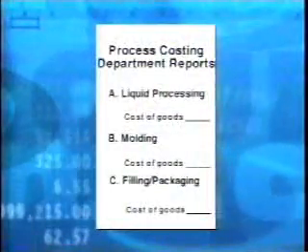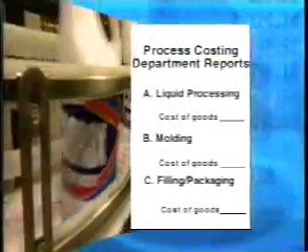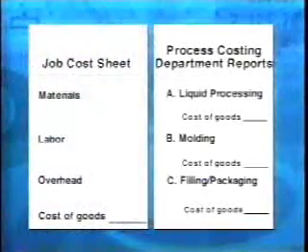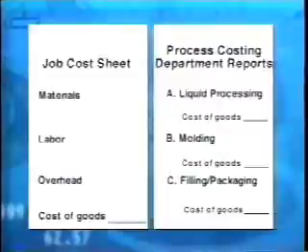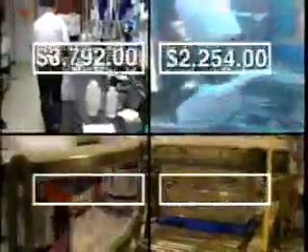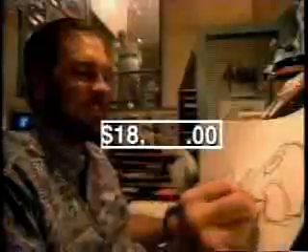The departmental production report is the key document in process cost accounting and is one way in which it differs from job order cost accounting. It reflects the difference in the way costs are accumulated by department or process rather than by the individual job order.